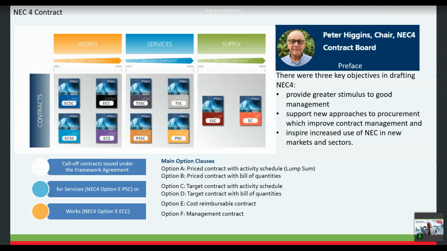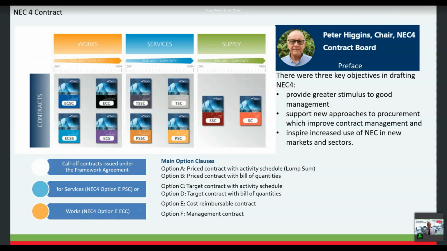Under this, you see there's an extract from the NEC page there showing you that actually the types of work are either on a works contract, a services contract, or a supply contract. Each of those acronyms we'll deal with as we go through. You can see under the framework contract that we're looking at, we're mainly operating under a services contract under an NEC 4 option E. And then on a works contract under the ECC, we're also working on an option E.